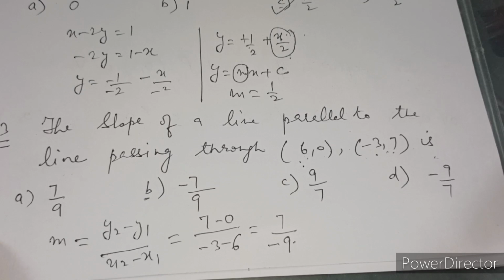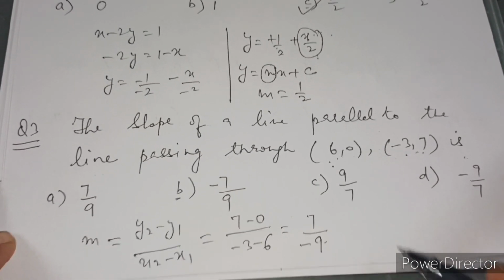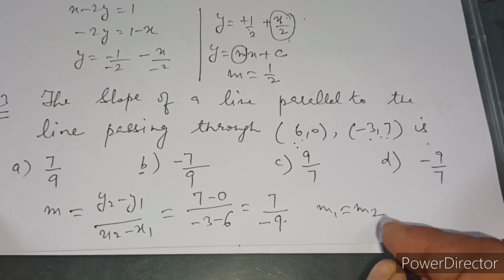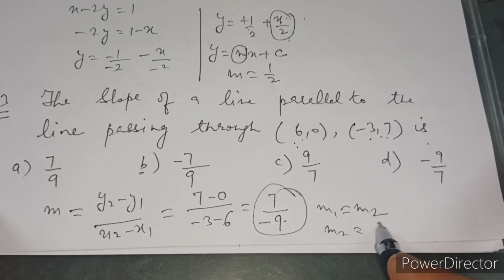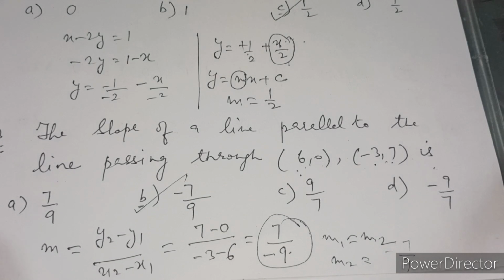Okay, and as we know, if the lines are parallel, what is the condition? The condition is again the same only. The condition is that m1 equals m2. If m1 is this, m2, the slope of the second line, would also be minus 7 by 9 only. So option number B is correct.